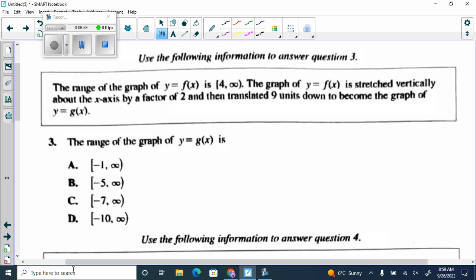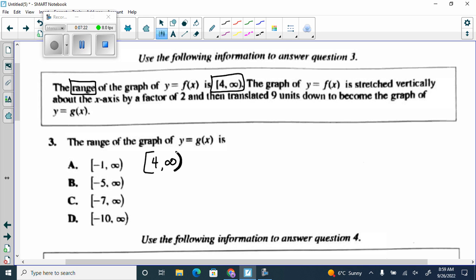So the range is what? X or Y's? Y's. The range of the graph of f of x is this. So it's 4 to infinity, and it's equal to 4 because it's a square bracket. It's a round bracket on infinity. It should always be. There's one question on the other quiz where it's a square bracket on infinity. That's an oopsie. It has to be a round bracket because you can't equal it.